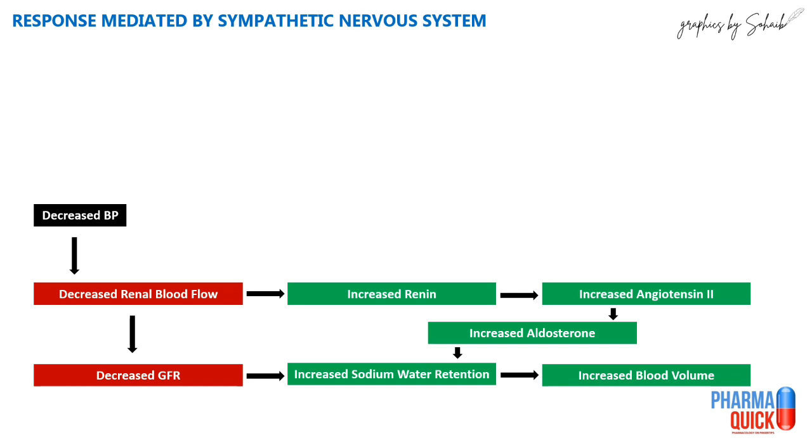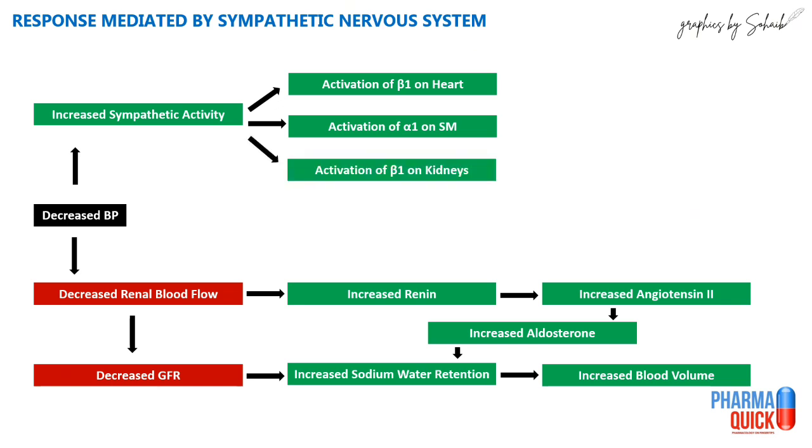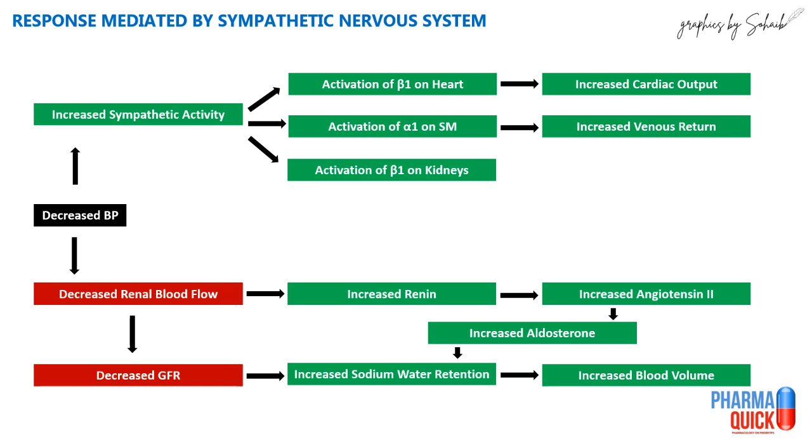On the other hand, the sympathetic nervous system causes some other effects in other parts of the body as well. It causes activation of beta-1 receptors in the heart, activation of alpha-1 receptors on smooth muscles, and activation of beta-1 receptors on kidneys. When beta-1 receptors on the heart are activated, they cause increased cardiac output. When alpha-1 receptors are activated, they cause increased venous return. And when beta-1 receptors are activated, they cause increased peripheral resistance.